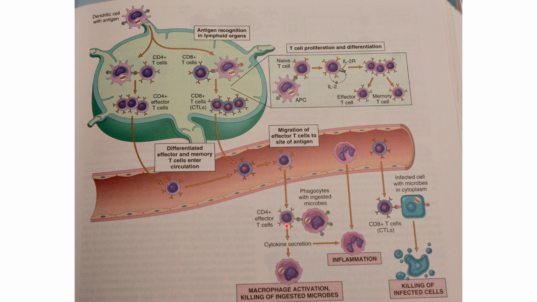So CD4 effector T cells encounter phagocytes with ingested microbes. Cytokines are secreted. You get inflammation. You get macrophage activation, killing of ingested microbes. And you have also CD8 T cells, which emigrate. And these also interact with infected cells with microbes in the cytoplasm, and there's direct killing of infected cells. These are all cascade reactions, with naive T cells becoming activated through the IL-2R receptor, and you get proliferation of effector T cells and memory T cells.